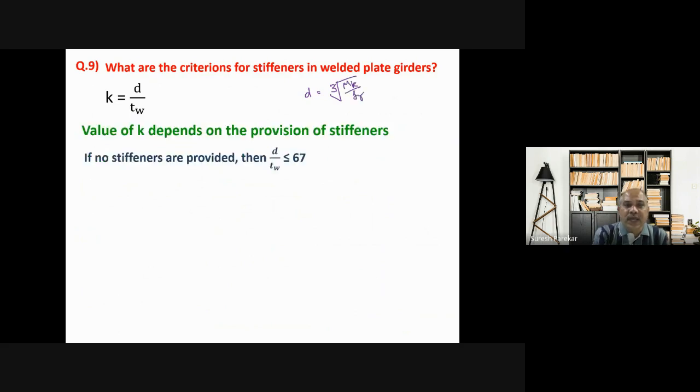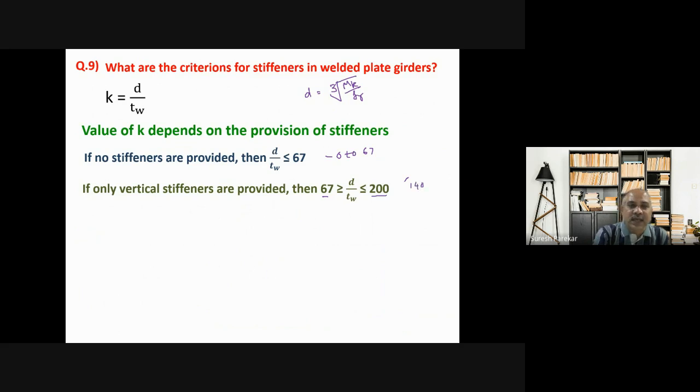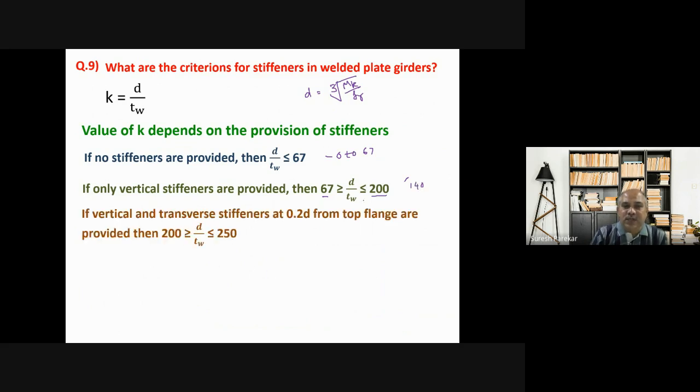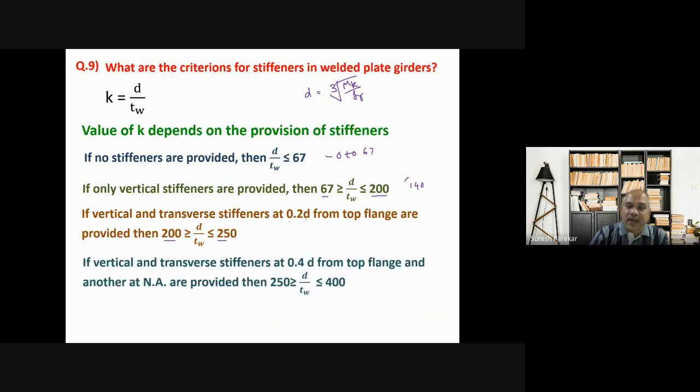If we have no stiffness, then my value of k is less than or equal to 67. So we have to consider d by tw between 0 to 67 in this case. If we have only vertical stiffness, then this value will be considered between 67 to 200. Generally this value is taken as 140, 150 likewise. Then if we have vertical stiffness along with transverse stiffness at 0.2d from top flange, then we consider d by tw between 200 to 250. If we have another horizontal stiffness at neutral axis, then that value is between 250 to 400.